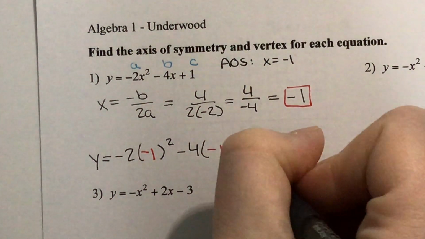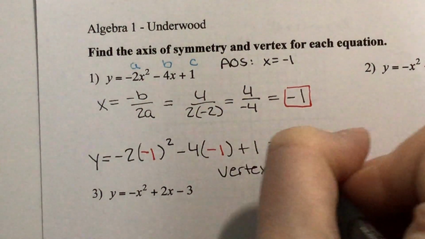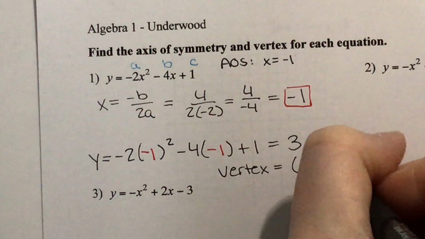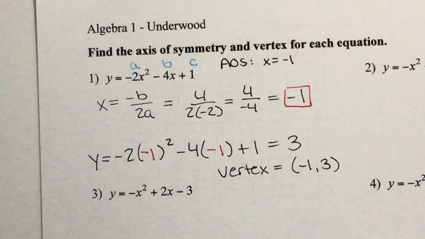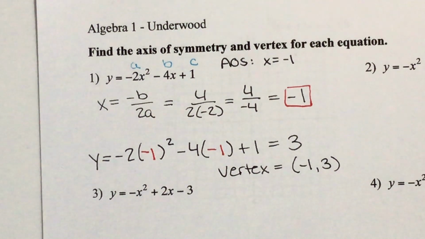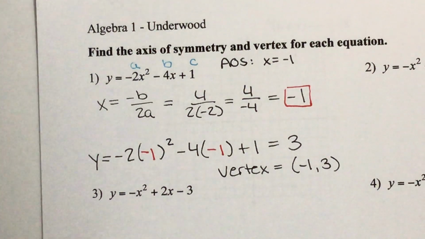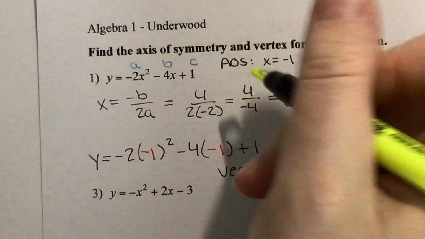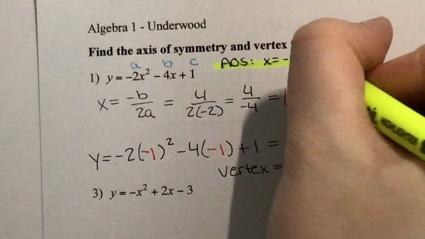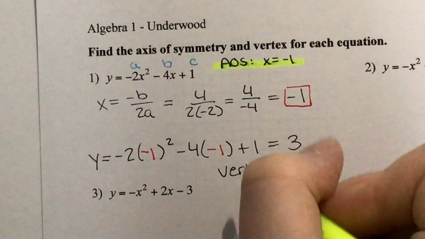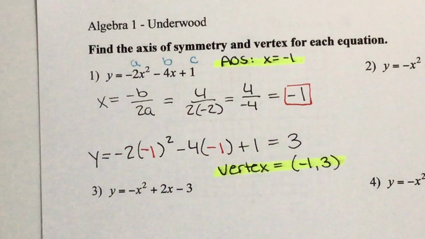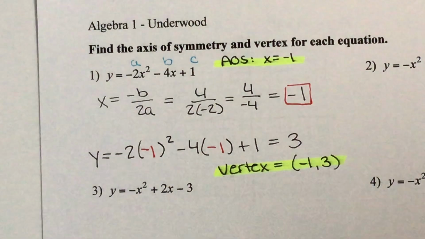Vertex, -1, 3. There you go. I can highlight my answers here. As soon as I highlight it, it's going to smear the ink. I know it is. Watch this, it's going to smear. I hate when it does that. It's one of my biggest pet peeves because now I probably have ink in my highlighter. Whatever. There we go. -1 and then -1, 3.